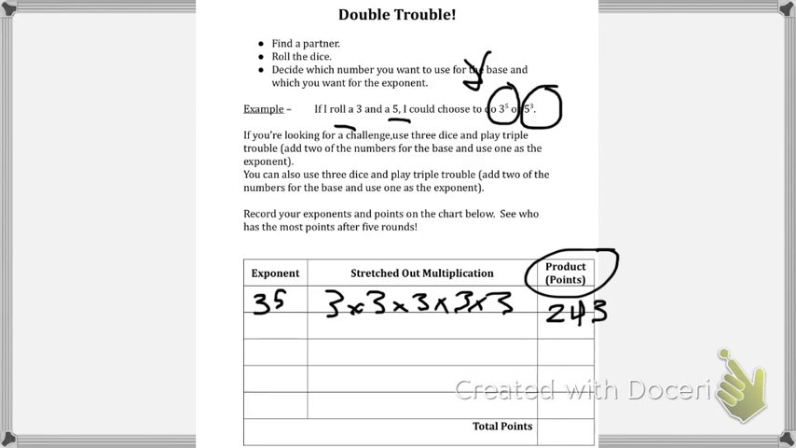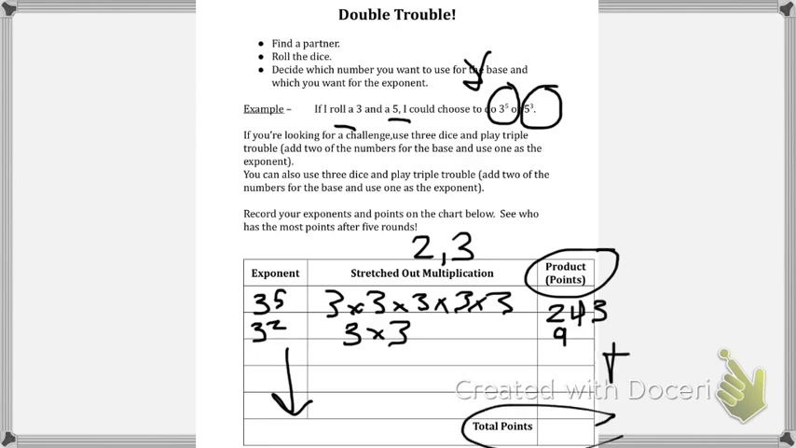So then after that, the student might roll the dice again to fill out their second row. So say they got a 2 and a 3. That's what they rolled. And maybe they want to try out 3 to the 2nd. So they're going to put 3 to the 2nd here. For the stretched out multiplication, they would do 3, 2 times. So 3 times 3, which is 9. And then they would continue to do that for the rest of the rows. And then at the end of the game, they would add up all of their products and get the total number of points.